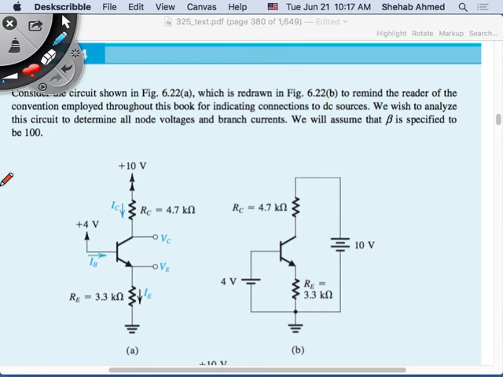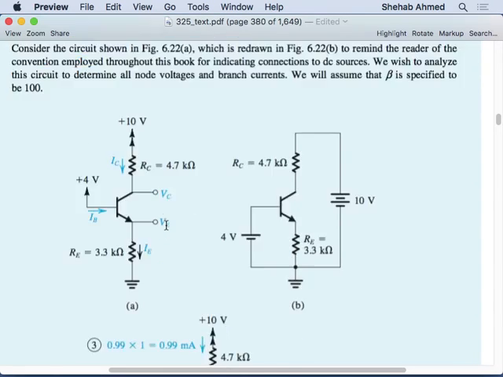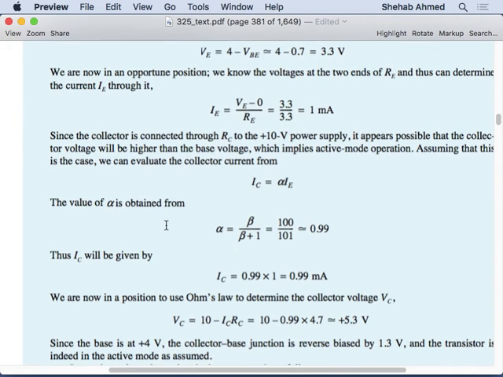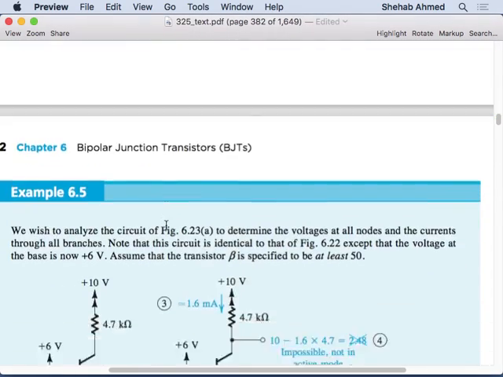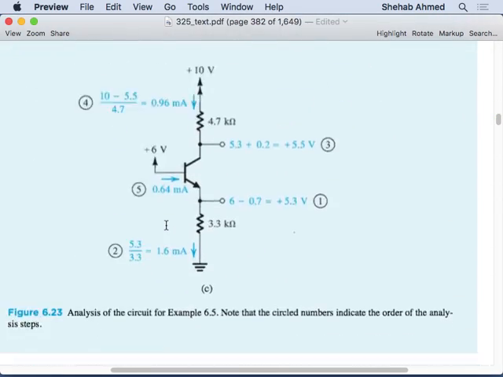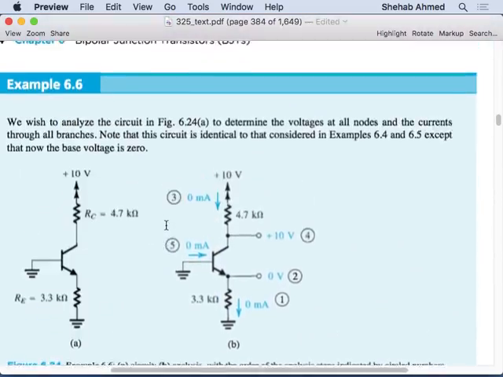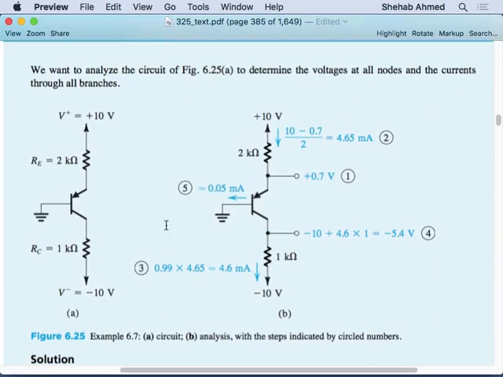Okay, so that's this example. You can go through it. There's one example on a PNP, not an NPN, Example 6.7. It's exactly the same, just so that you are familiar. In your homework you will have a PNP example. You will see that it's exactly the same. The equations are exactly the same, and the condition. As long as you understand the condition: I want to forward bias my base emitter junction, and I want to reverse bias my collector base junction.